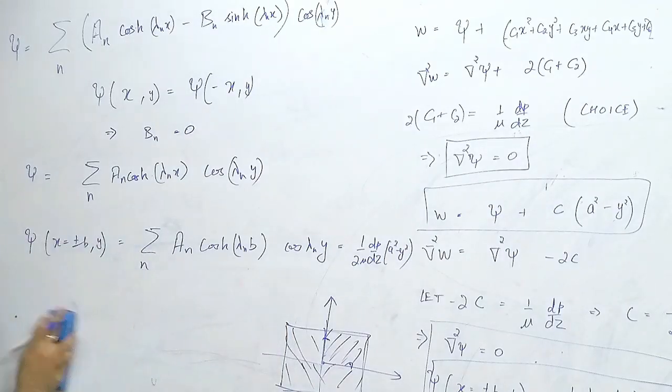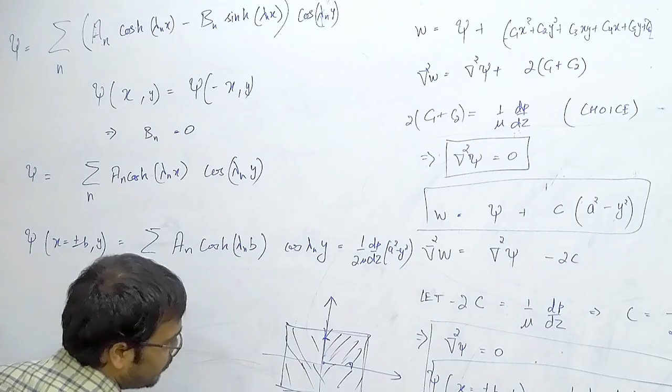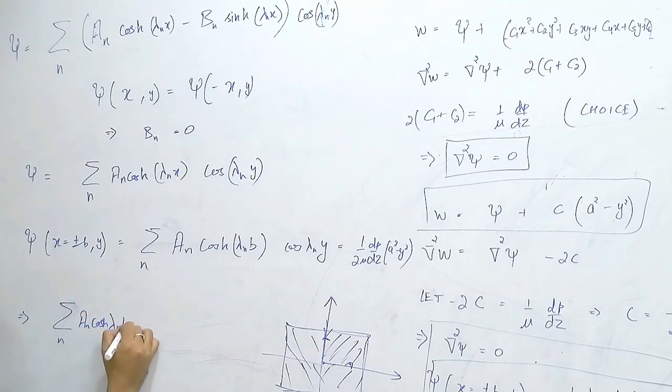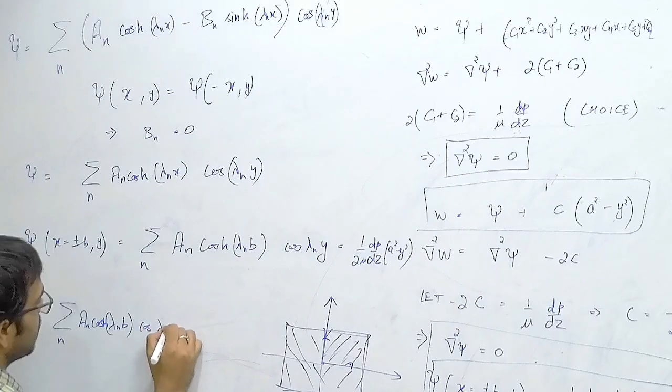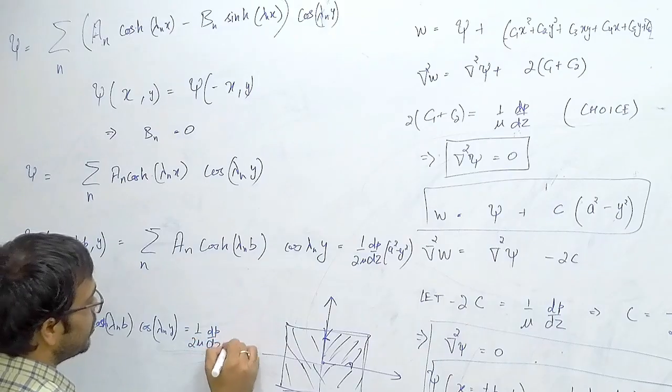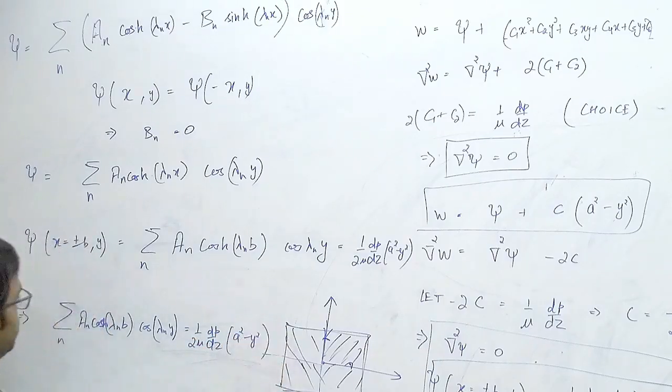How do we solve this? What do we have in front of us? How do we solve this equation? We have to solve for a n's. For every n, we have to solve for a n. How do we solve this? It is a Fourier series with only cosine terms.